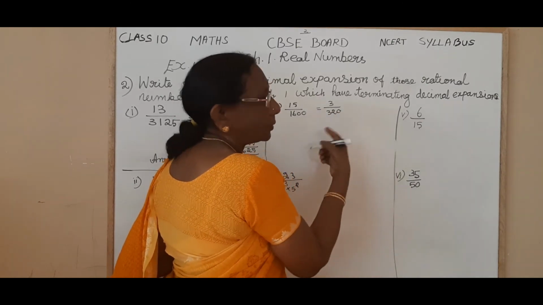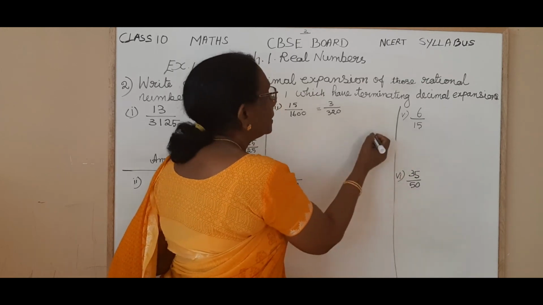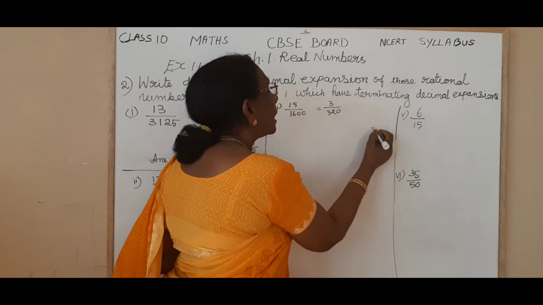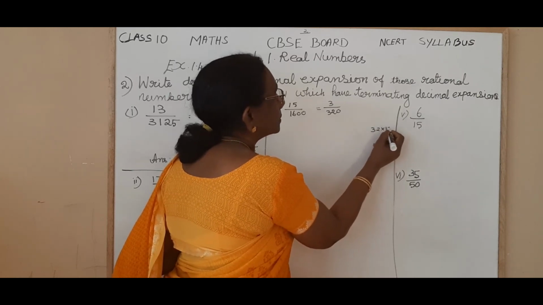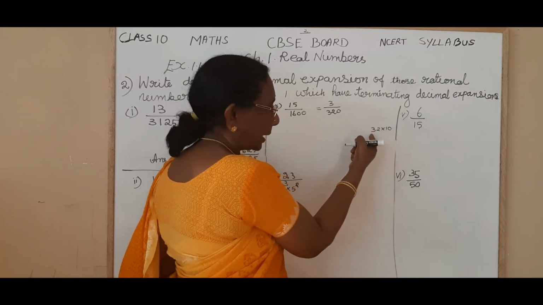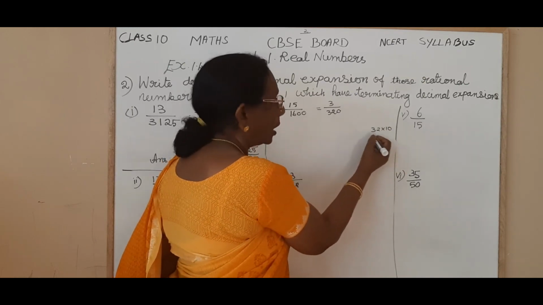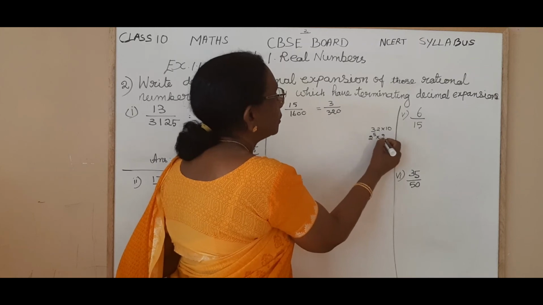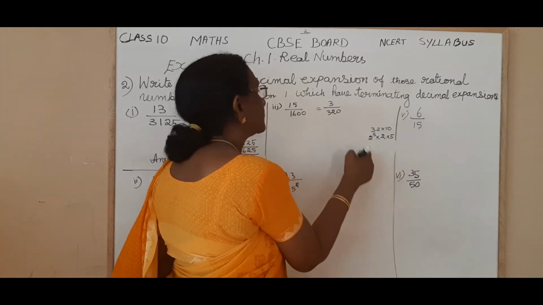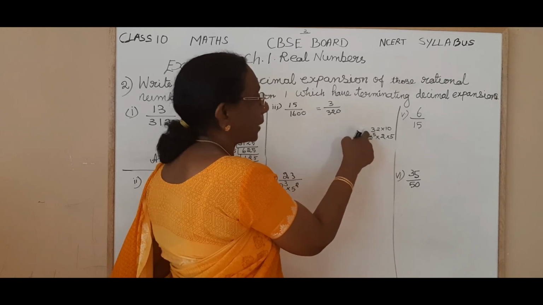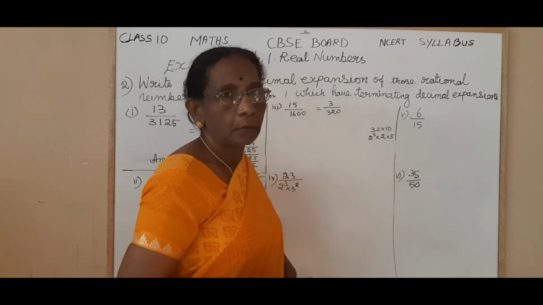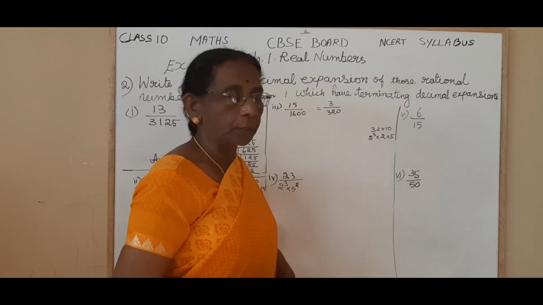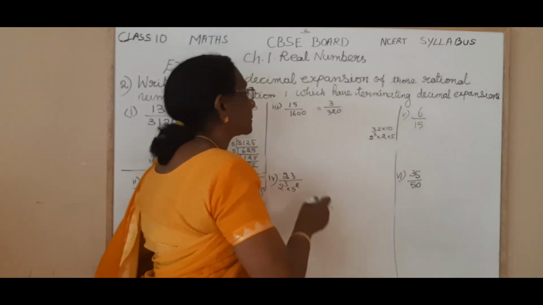Now you write the prime factors of 320. You can write 320 in a simple form, 32 into 10. And 32 is 2 to the power 5, all of you know. Or 2 to the power 5 into 2 into 5. Already all of you know 2 to the power 5 is 32. You should know that. 2 to the power 5 is what, 2 to the power 6 is what. If you know all these things, it will be very easy to do the calculations.